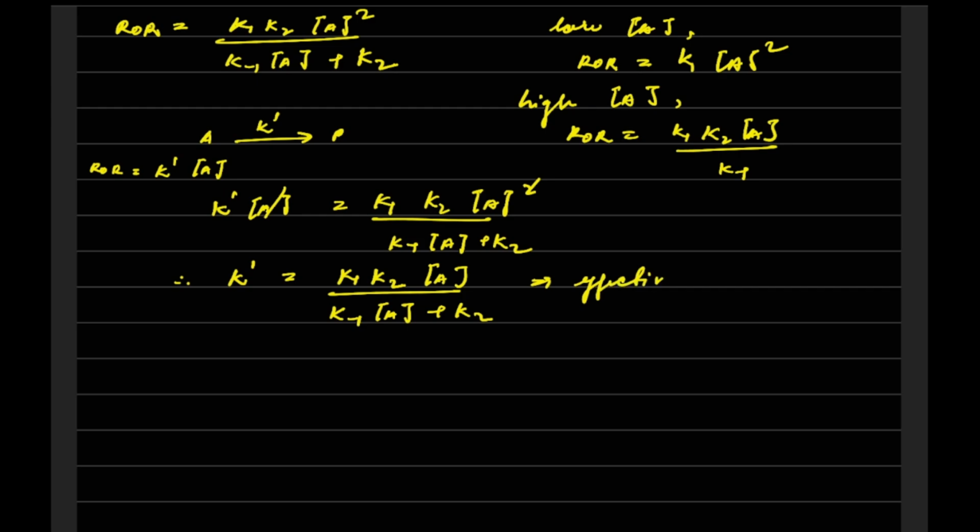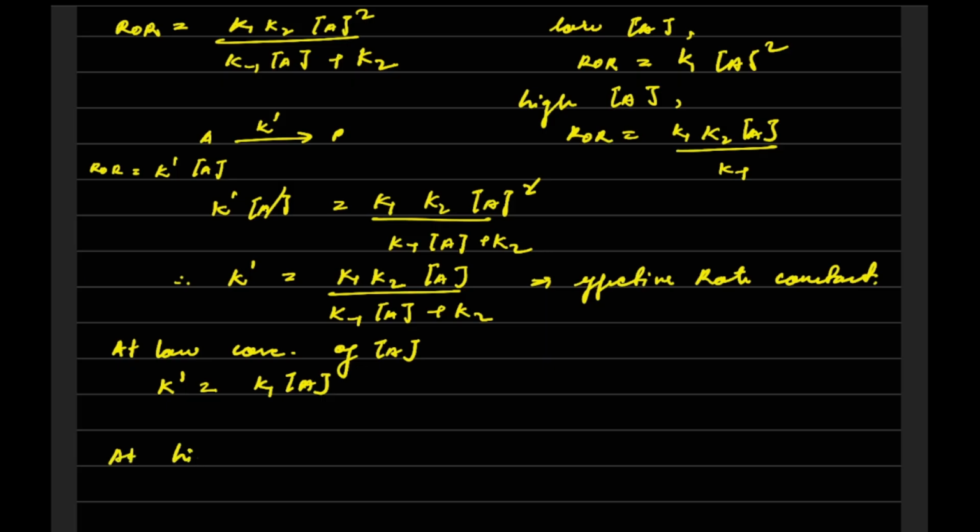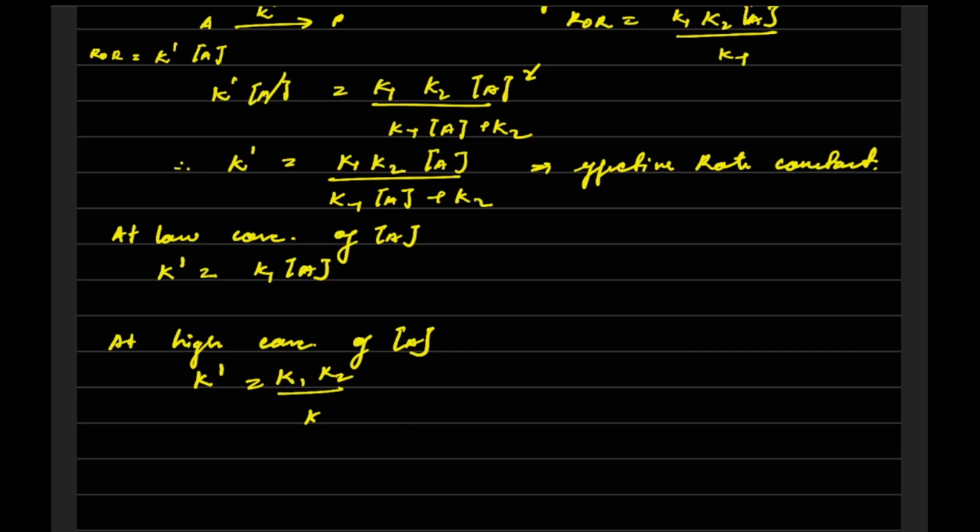where this is the effective rate constant. Okay, so if we plot a graph for this, at low concentration of A, K dash is equal to K1 A. At high concentration of A, we have K1 K2 divided by K minus 1.